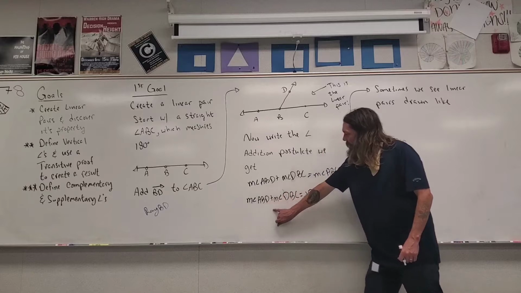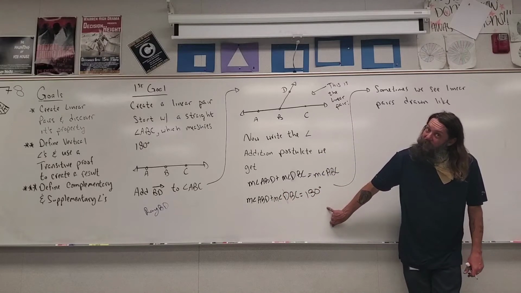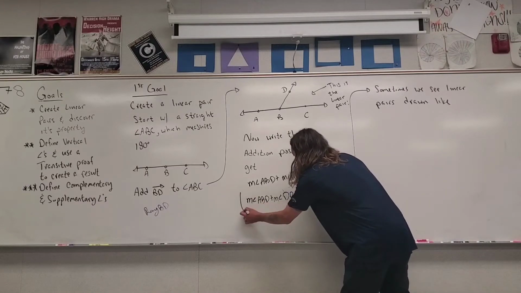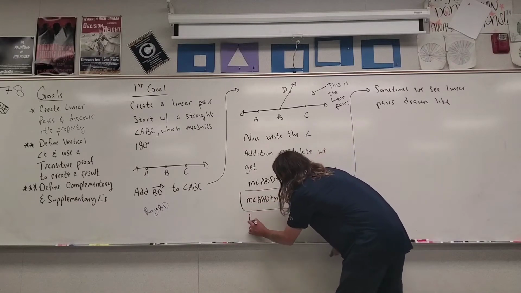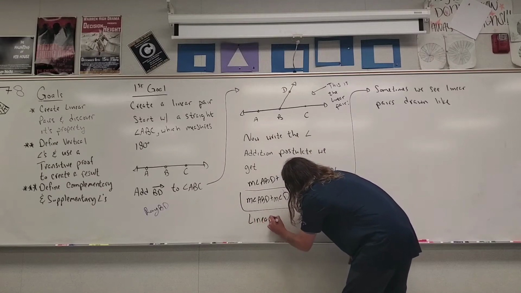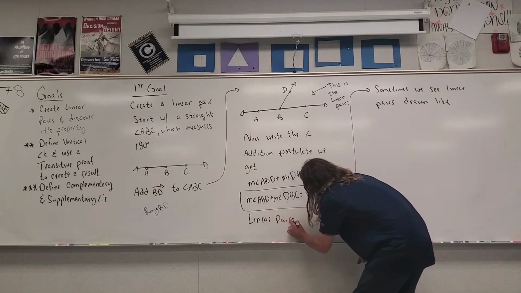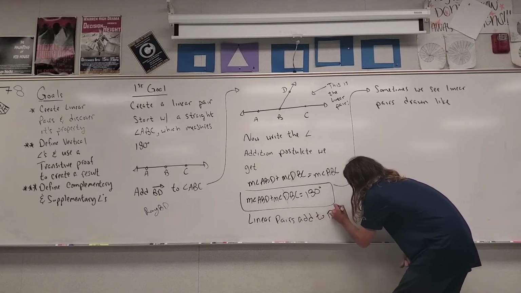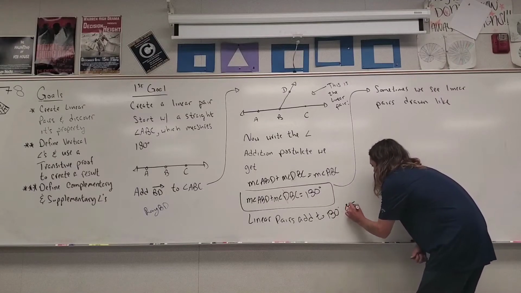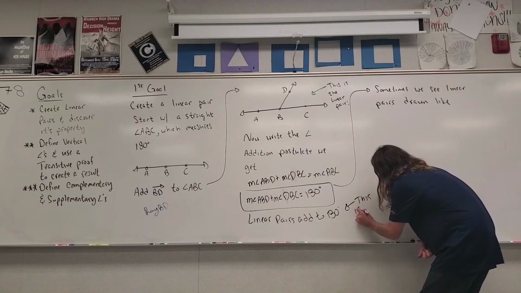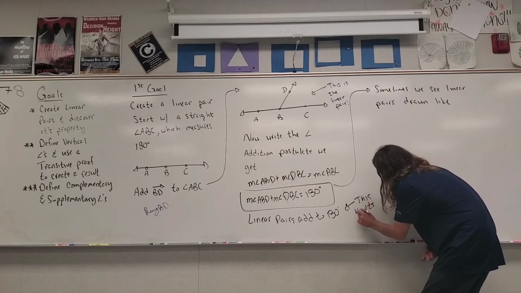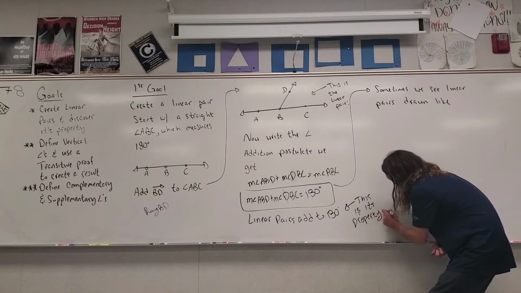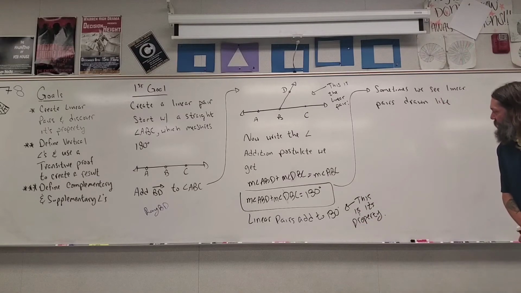This is the property that we wanted to discover about linear pairs. So this is the property we wanted. Linear pairs add to 180 degrees. This is the property. Okay, linear pairs add to 180 degrees.